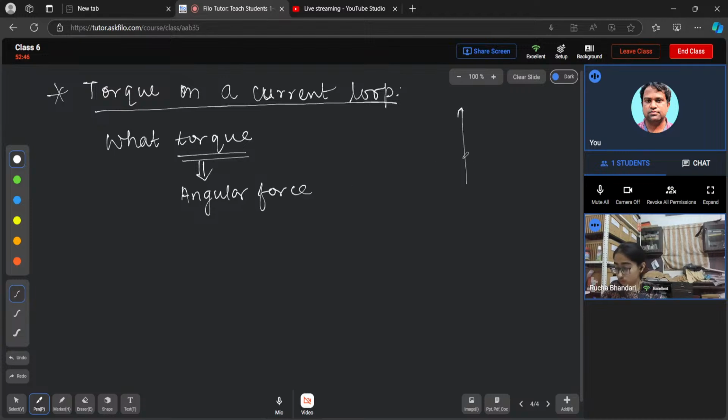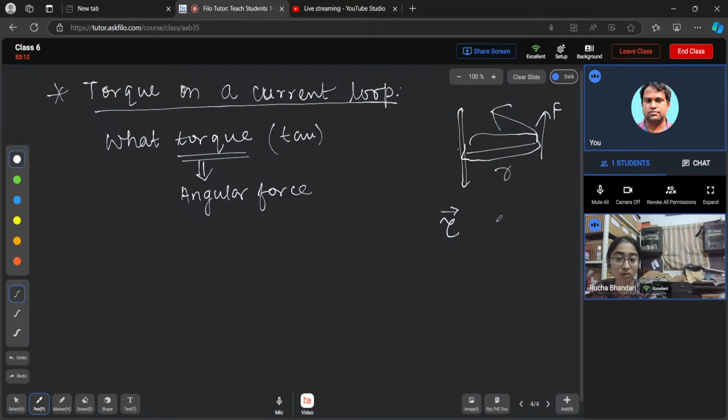Suppose this is the axis and this one is the object. It will apply a force F, a linear force, on this object at a distance r. So basically it will start rotating about this axis. We use a symbol for that rotational force, tau, like alpha, beta. Torque equals r cross F.